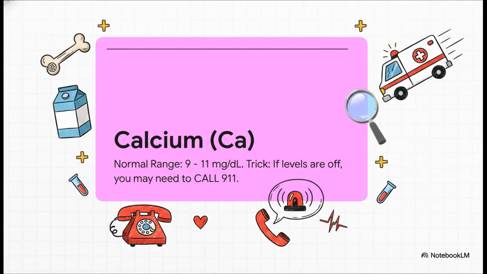Next up, calcium. Normal range is 9 to 11. The trick for this one is so good because it's so dramatic. If someone's calcium levels are way off, it's a big deal. It's an emergency. You might have to call 911. Get it? Call 911, 9 to 11. You'll never forget that one now.